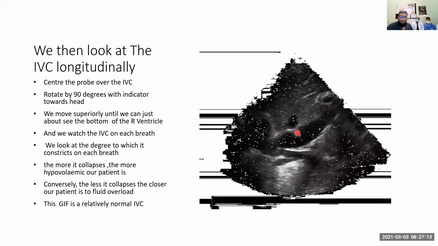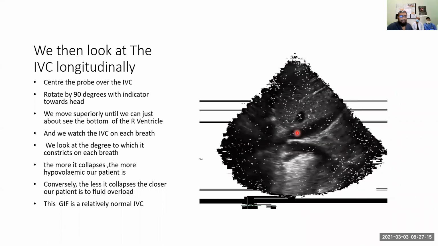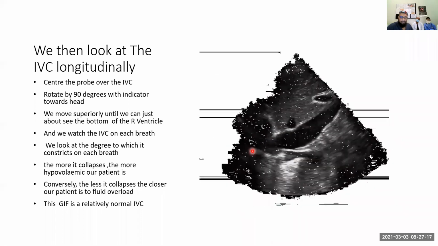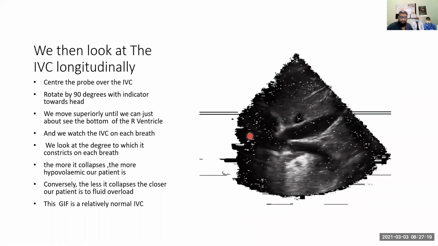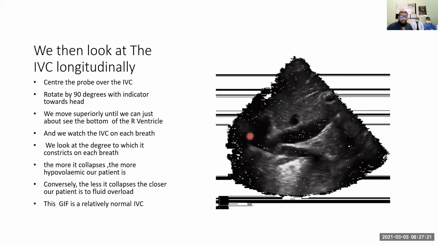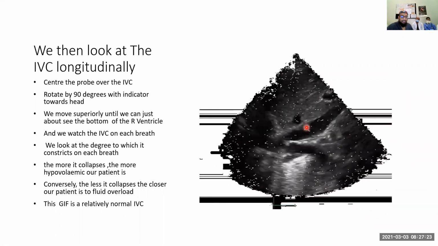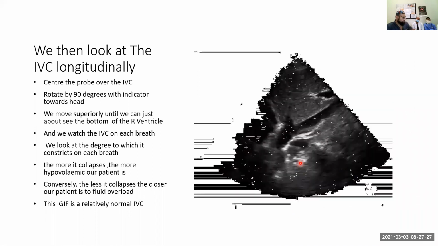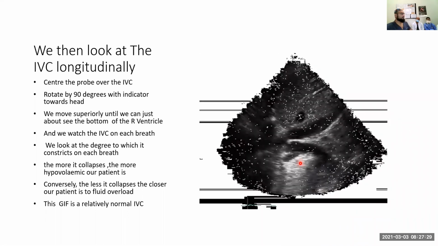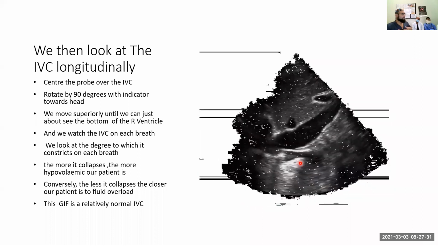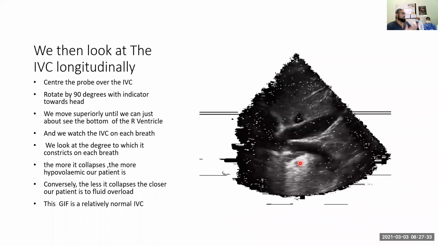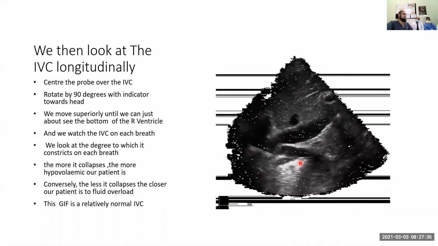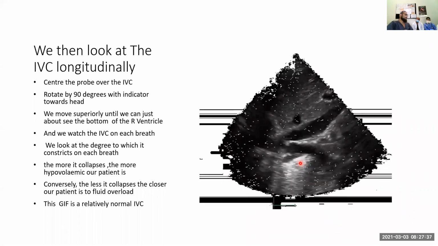So this is the IVC, non-pulsatile. And just up here, we're supposed to be able to see the right ventricle. Like I said, I have no idea why it looks like this. Now what we do is we watch the IVC on each breath. The reason being, when we breathe in, our diaphragm goes down. Our diaphragm creates negative pressure so that we can draw in air, and at the same time, it draws blood up from the IVC.